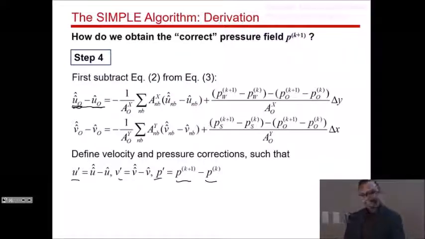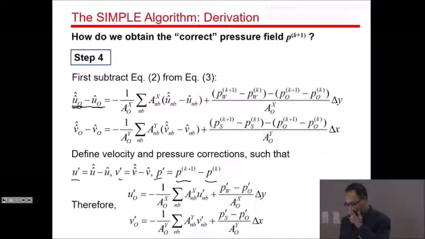So those are their definitions. If I use those new symbols, then these are what the two equations become. Okay? You can clearly see here I have p prime, p prime, p prime, p prime, and so on. So I get these equations. These equations, by the way, are simply known as velocity correction equations.